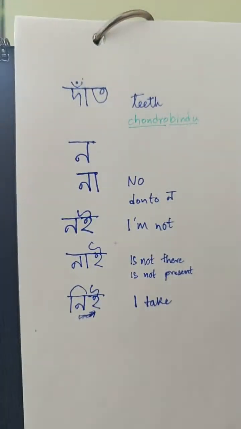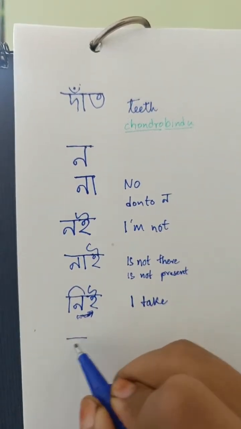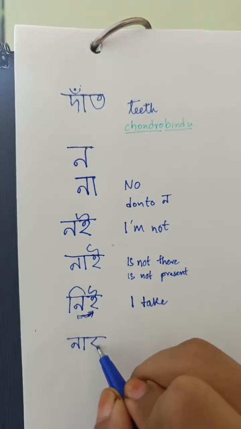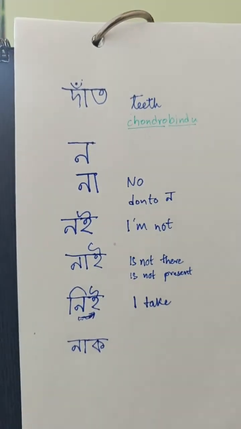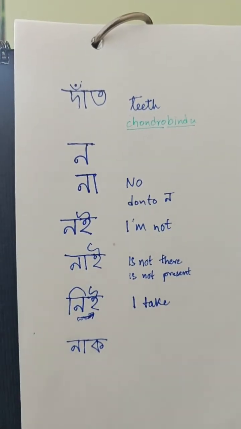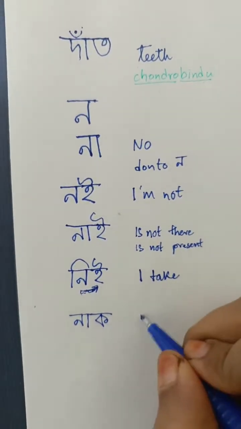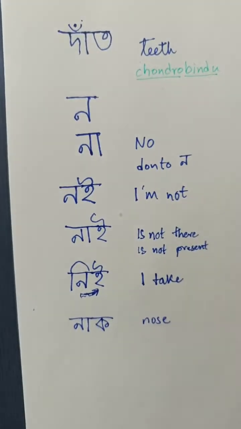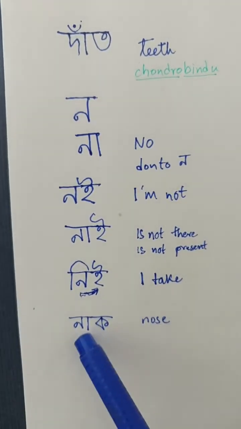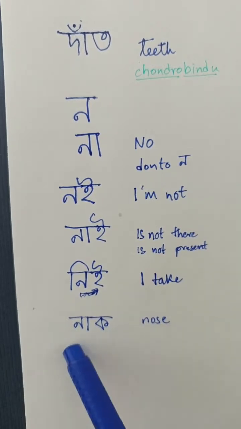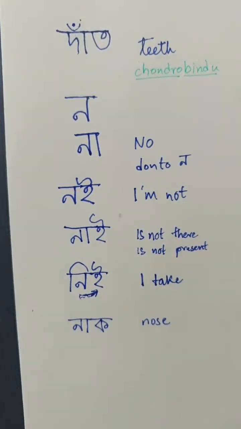Next word with na. Let's do it here. Danto na, akar, ko. What is this? This means nose, if you know the word already. Nak. Nak means nose.